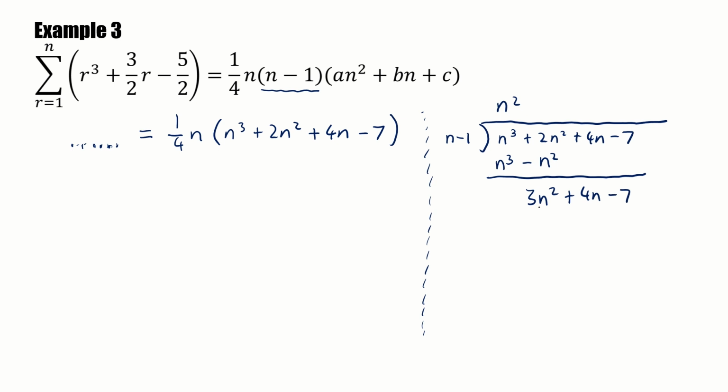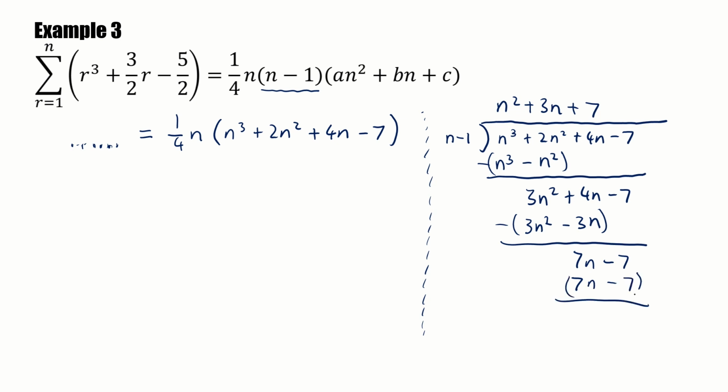Then dividing that, 3n squared divided by n is positive 3n. 3n times n is 3n squared. 3n times minus 1 is minus 3n. Subtracting that will get us 4n minus 3n, which is 7n. And then we have the minus 7. 7n divided by n is positive 7. And then just to check, 7 times n is 7n, and 7 times minus 1 is minus 7. Subtract it, and woohoo, because it's come to 0, which means it did end up factorizing nicely.